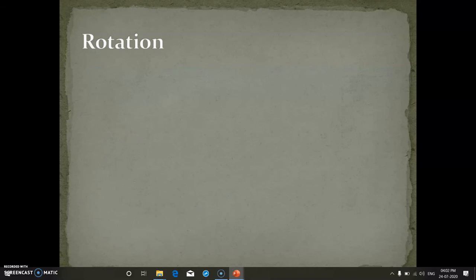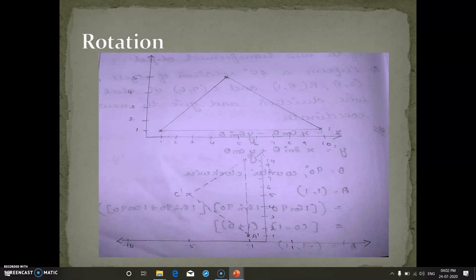So after rotation, the figure will be like this. The first image is the original image and we have rotated it 90 degrees in counterclockwise direction. So this will be the position of the figure after rotation. So this is how rotation works.